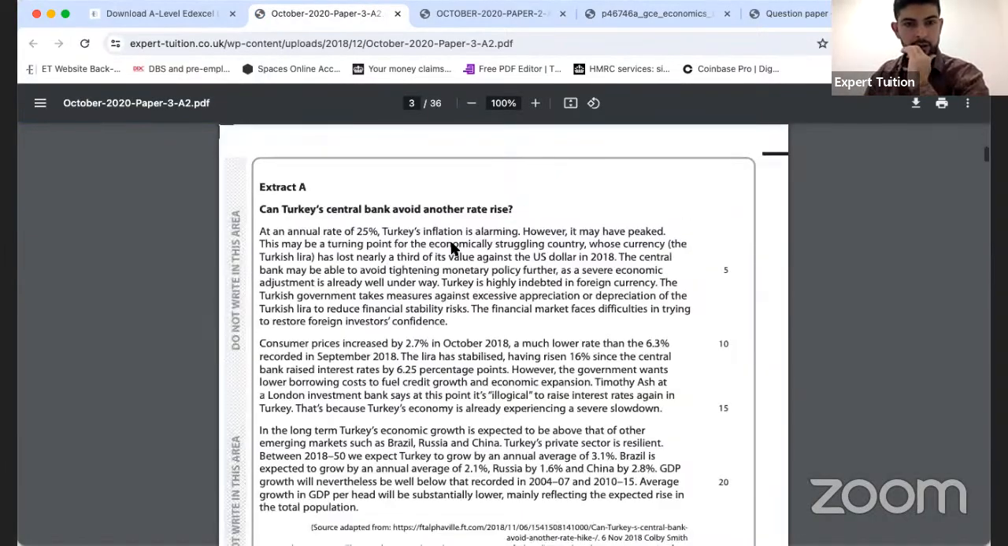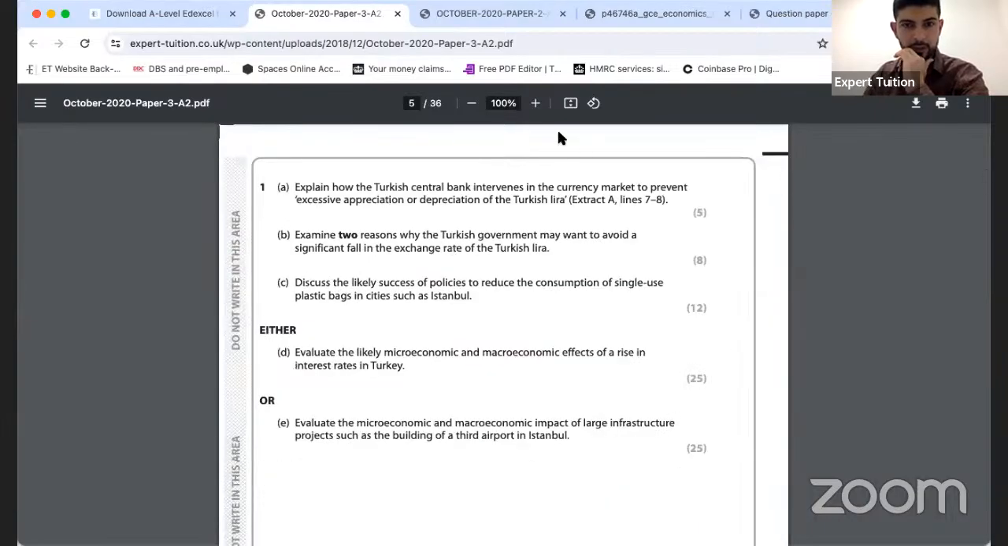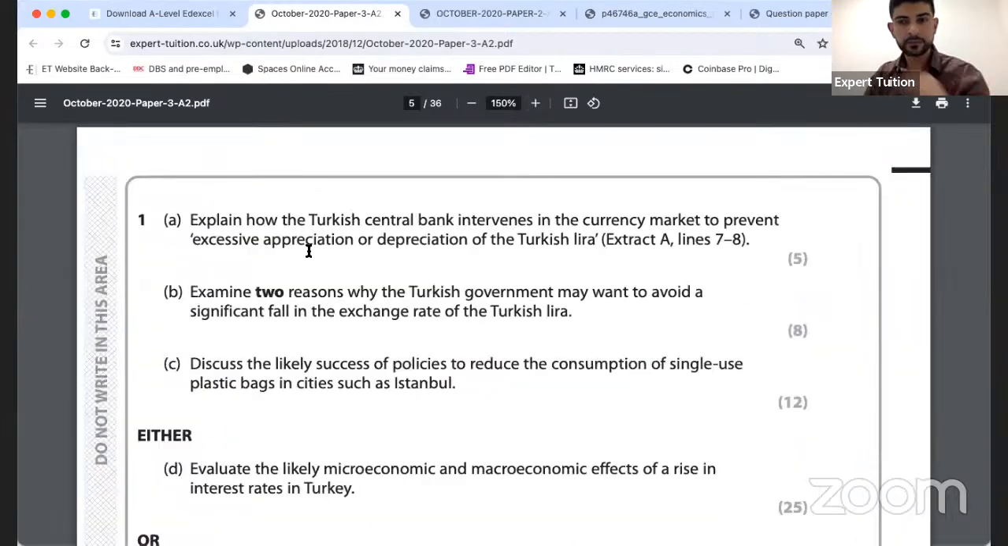Okay, right. Here we go. Hello, Turkey. And we have 2 questions that I want us to look at together. The first is the 5 marker, which says the following. It says, explain how the Turkish central bank intervenes in the currency market to prevent excessive appreciation or depreciation of the Turkish lira. Now, in your own time, go through this paper together. In a nutshell, I'll summarize what was happening.